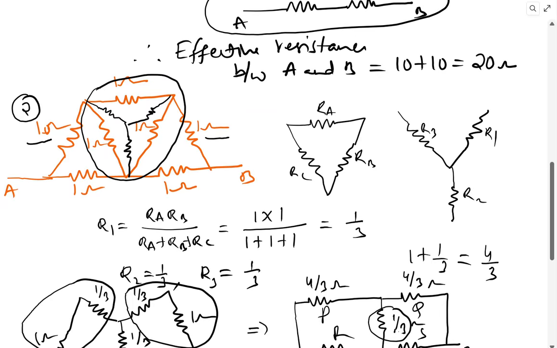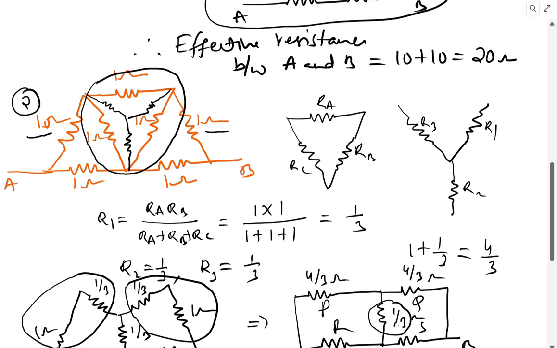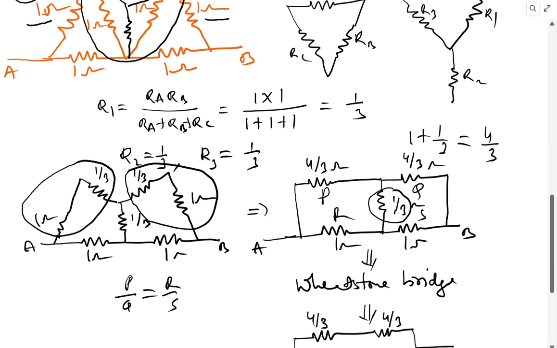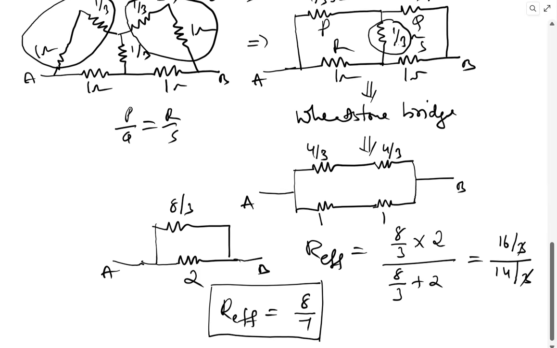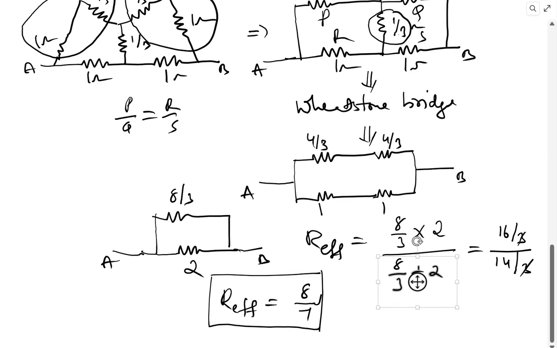Here there are three deltas, but we converted only one, and we got the Wheatstone bridge balancing condition in between them, and finally we arrived at the expression 8 by 7 ohm here.